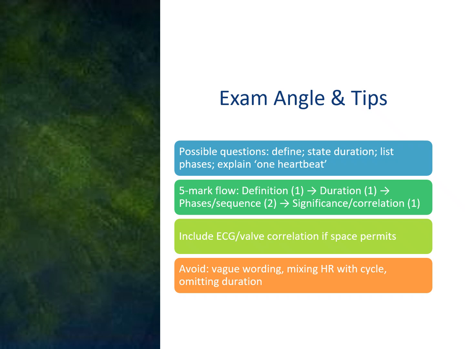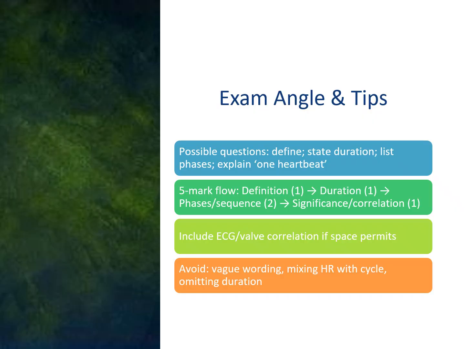So how should you write your answer? You can follow this flow: definition, duration, phases, significance. Definition, write the full textbook definition with the triad, mechanical, electrical, and pressure events. Duration, add that it lasts about 0.8 seconds at 75 beats per minute. Phases, briefly outline the 5 main events: atrial systole, isovolumetric contraction, ventricular ejection, isovolumetric relaxation, and ventricular filling. Significance, conclude with one line linking the cycle to effective rhythmic pumping of blood.